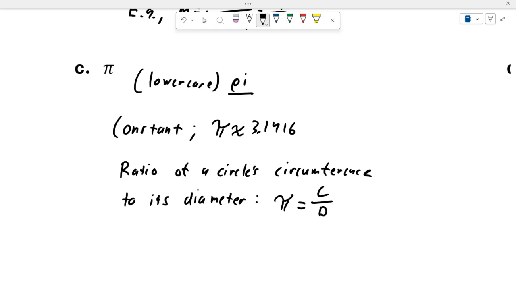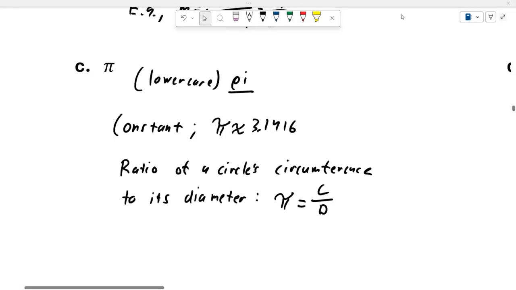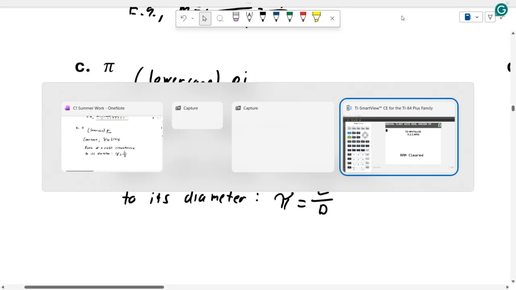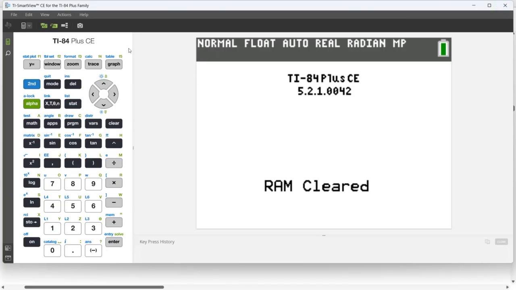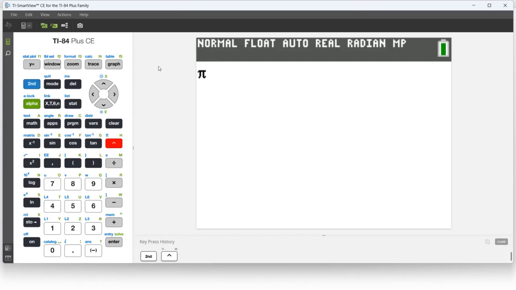And then I will also just briefly show you that pi is also pre-programmed if you're using the TI-84 calculator. I don't know if you can see my cursor, but it's right above the exponent key in blue, on the right-hand side. So if you ever want to get pi, you could press second and then the exponent key, and there's your pi.